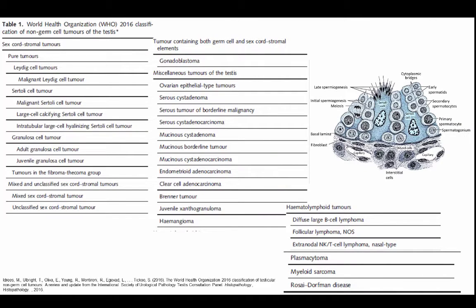So now I'm going to talk about a brief overview of sex-cord stromal tumors. And as you can see, this is actually all non-germ cell tumors of the testes, which was conveniently laid out in a recent review in the new edition of the WHO classification of genitourinary tumors. And this summarizes the non-germ cell component of that.